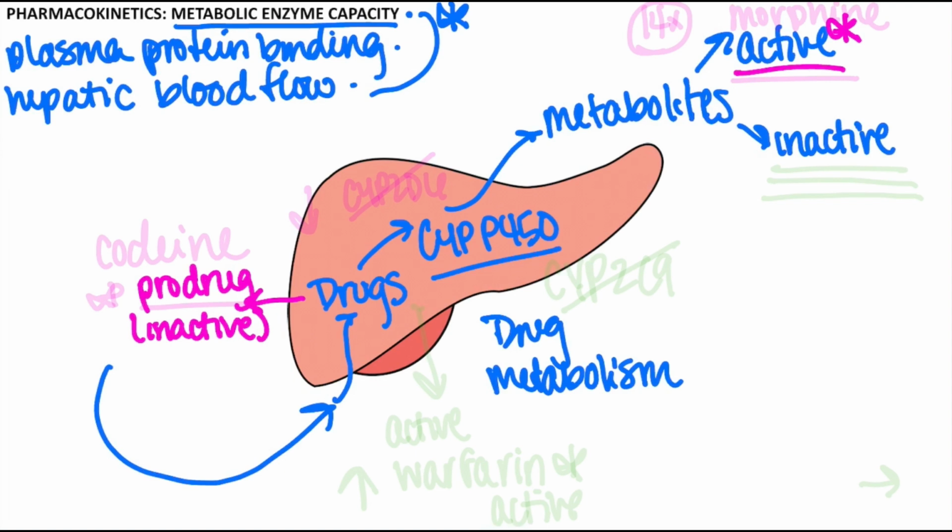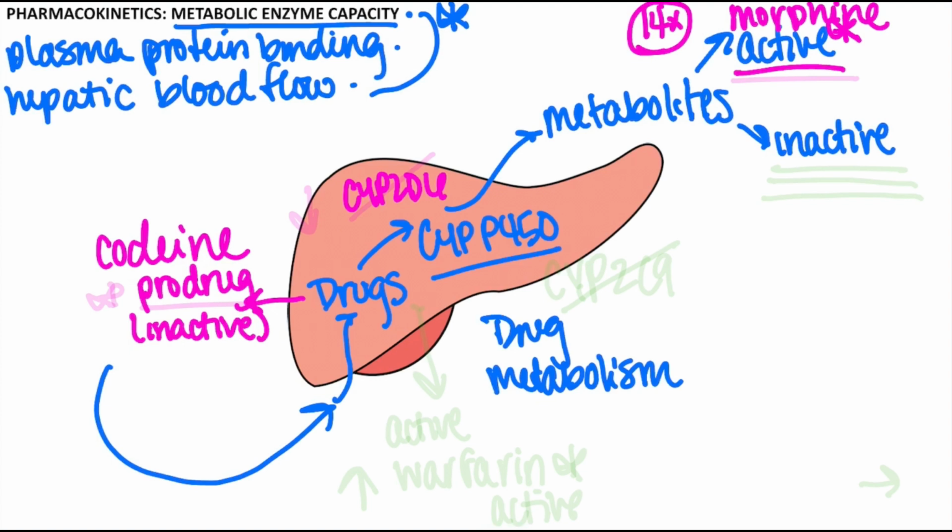So for example, the first prodrug I always think of is codeine, which is converted to morphine by the enzyme CYP2D6. And morphine is 14 times as potent as codeine. And then once codeine has been converted to morphine as the active metabolite, it can then travel to interact with mu-opioid receptors to trigger the analgesic effects.